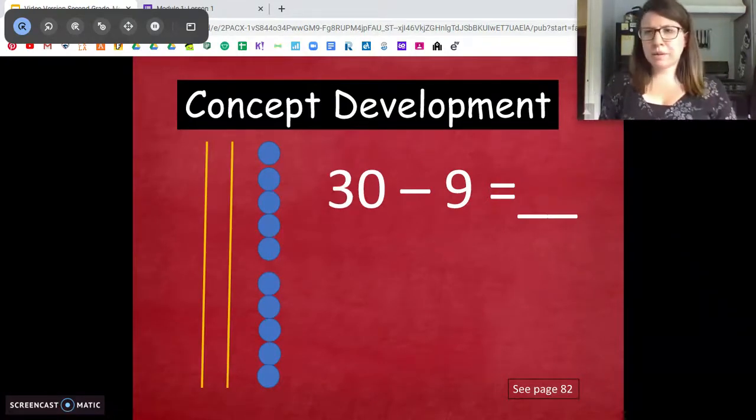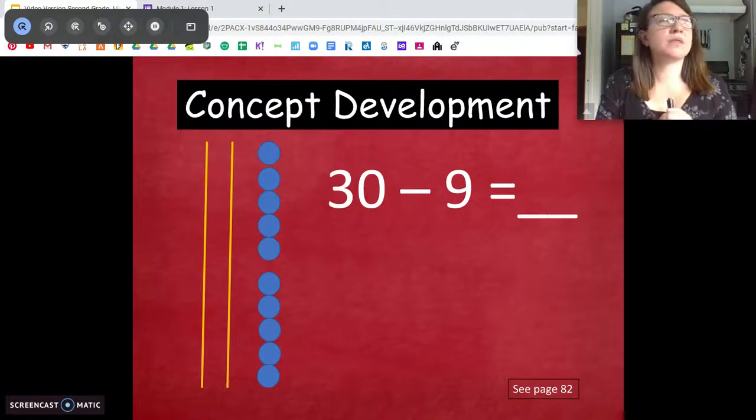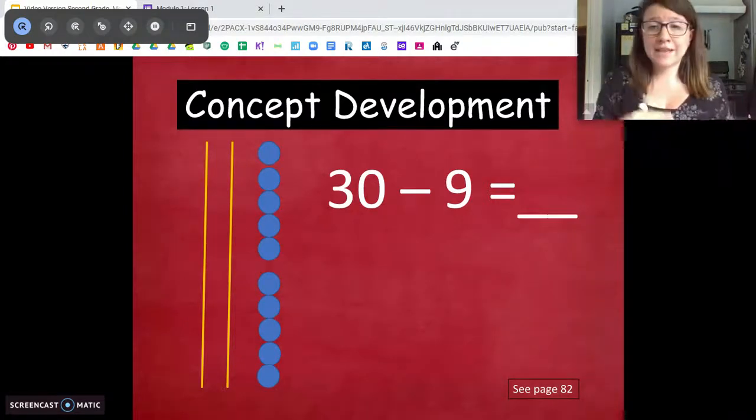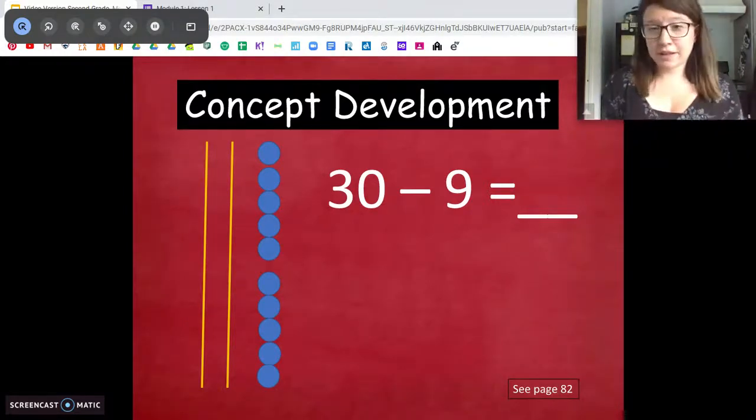All right, now try this one. Pause the video, discuss with someone at home how you can use 10 minus 9 and 20 minus 9 to solve for 30 minus 9.